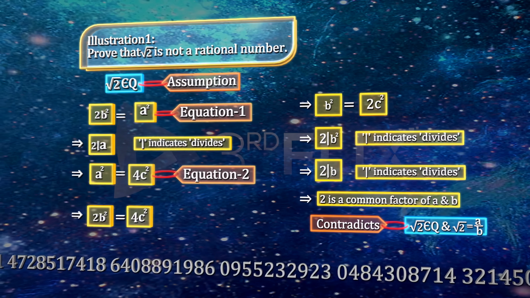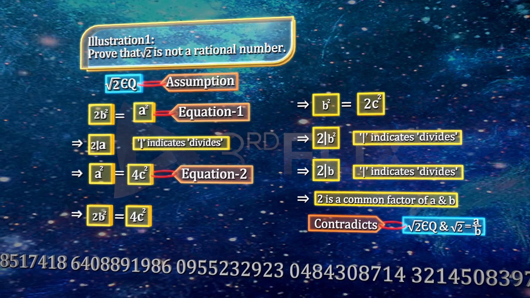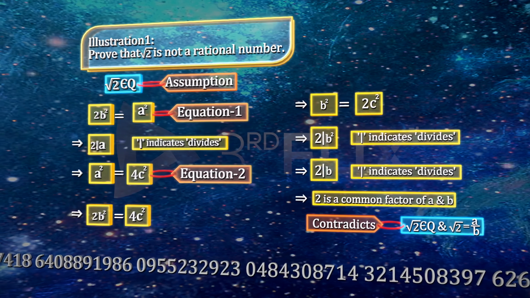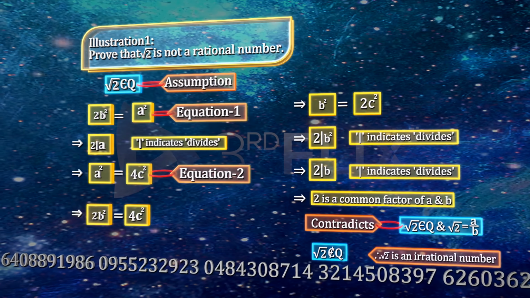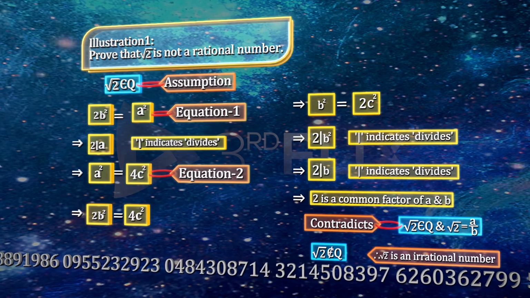So, our assumption that square root of 2 is a rational number is wrong. Therefore, square root of 2 is an irrational number.